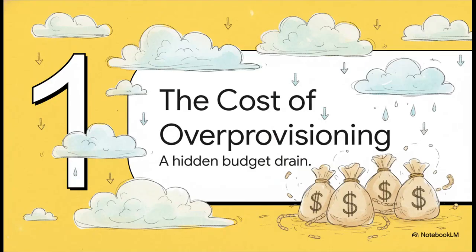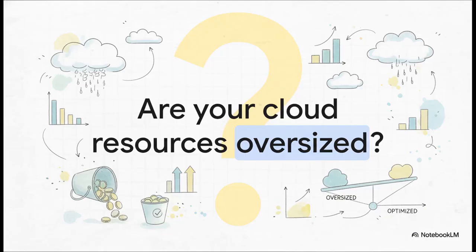Okay, let's dive right in by looking at a problem that is so common, it's practically invisible. But man, is it silently draining cloud budgets everywhere. And that problem is over-provisioning. I want you to think about this for a second. Are your cloud resources oversized? It sounds like a simple question, right? But the answer often reveals a massive, and I mean massive, opportunity for savings. For most organizations, if they're being really honest, the answer is probably yes.